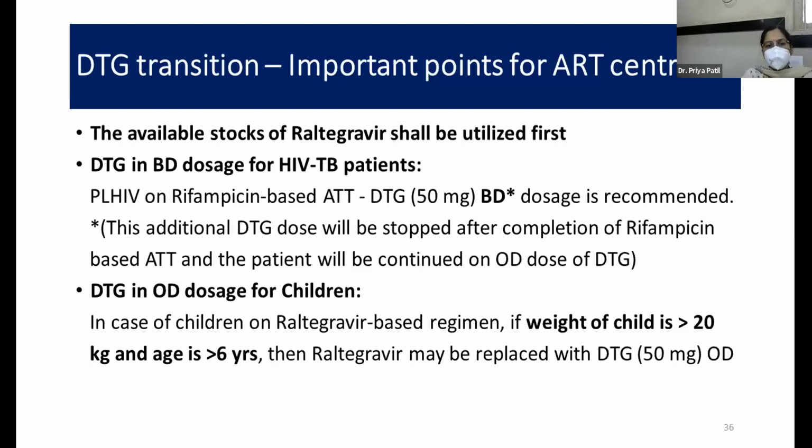Now, DTG in OD dosage for children. In case of children on a raltegravir based regimen, if the weight of the child is more than 20 kg and the age is more than 6 years, raltegravir may be replaced with DTG 50 mg OD.